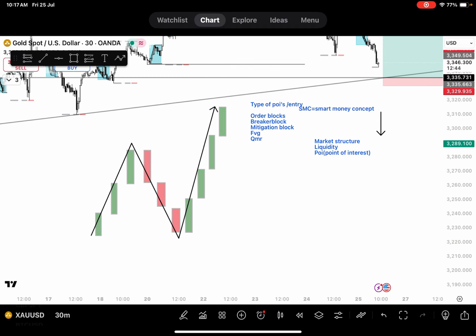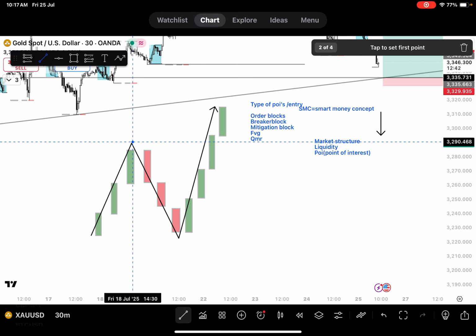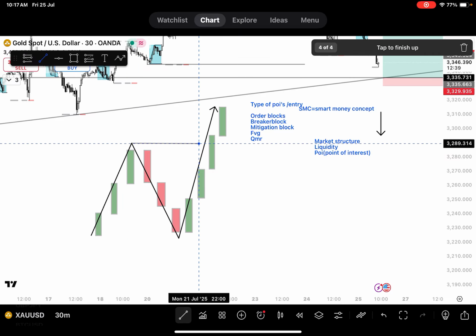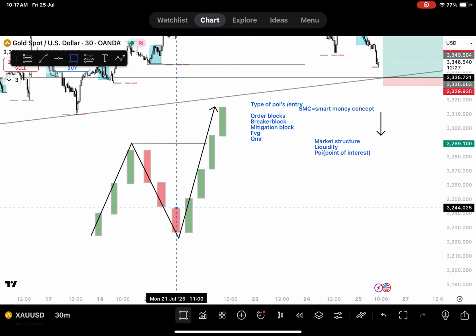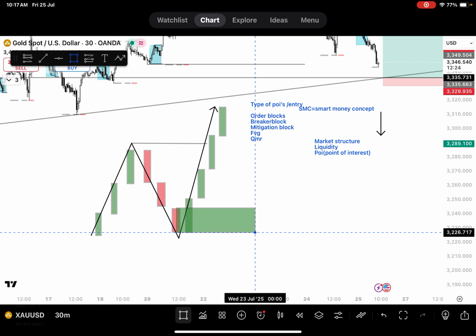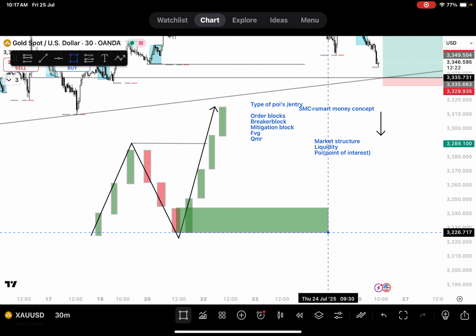You understand? Now, this is a break of market structure here. You understand? This is the break of market structure. Now, once you have this break of market structure, what is another block? Another block is this last candle here. This last red candle here. That is what another block is.